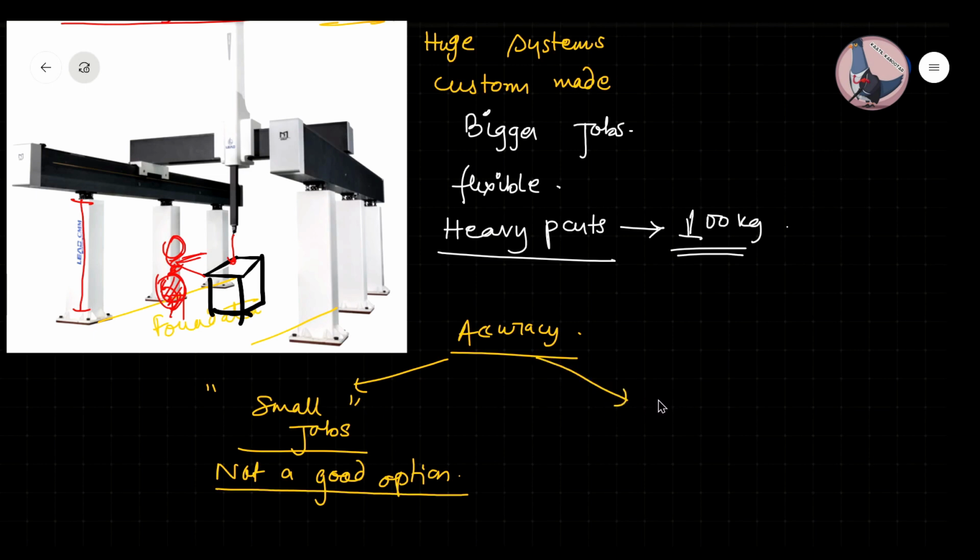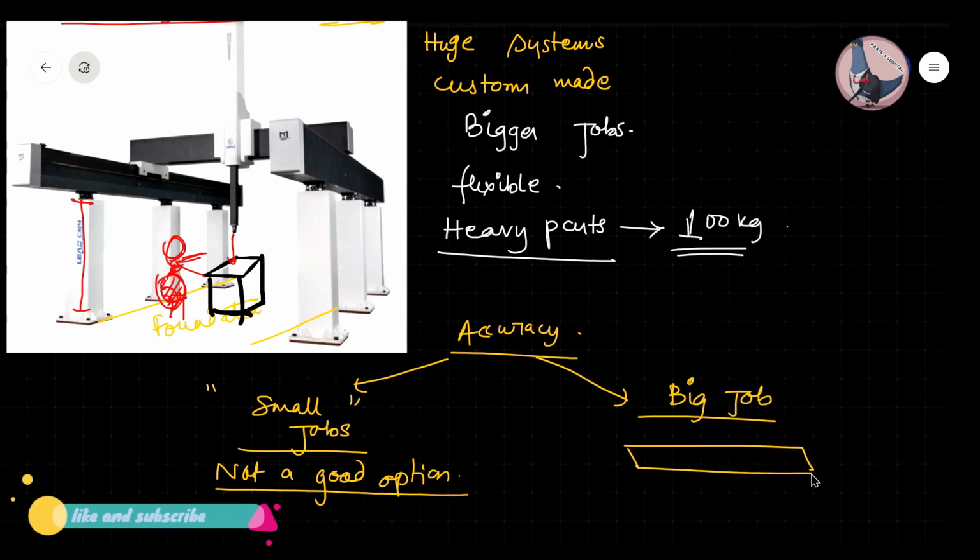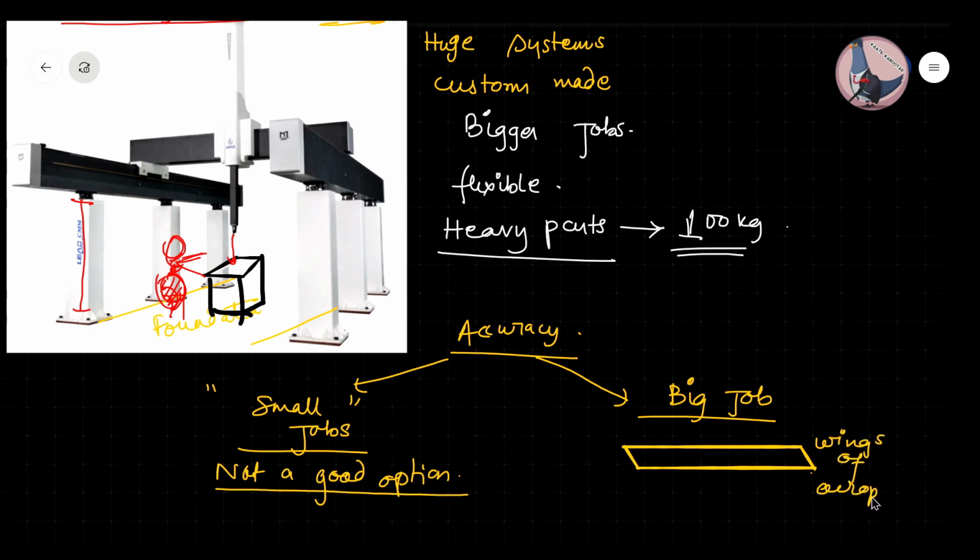Whereas suppose you want to measure the dimension of a big job, a big job can be the wings of an airplane. Such a big wing, for this the bridge is not good. First of all, the table size of the bridge will be very small. You cannot place this entire wing in here. Second, the weight will be very high. In such cases, this gantry will act very dynamically. You can directly place it in here and happily take the measurements.